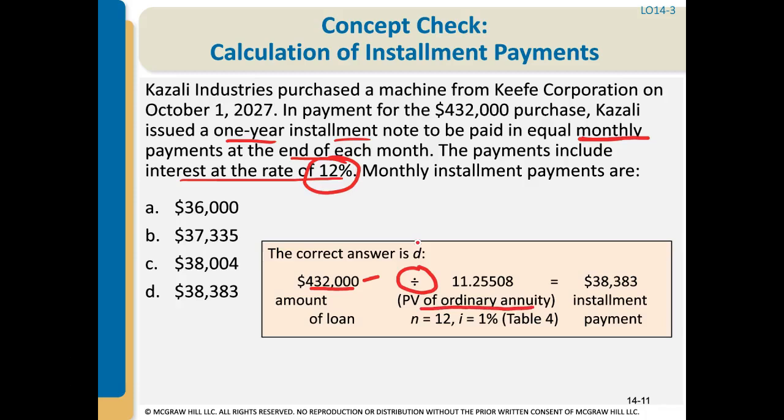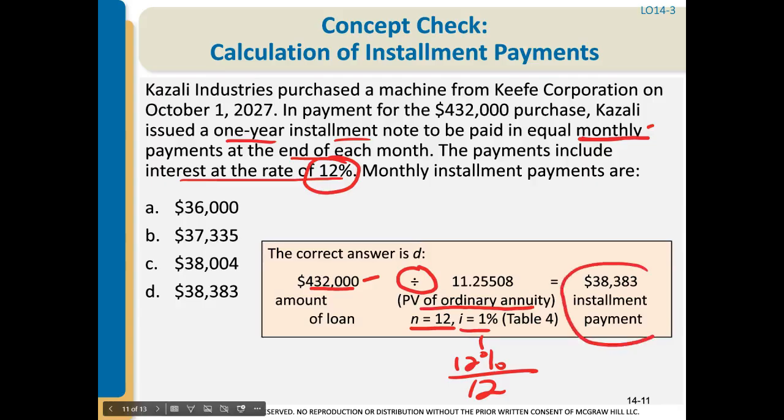We're going to look at that table, and we're going to have n equals 12 because we have monthly payments for 1 year, so we have 12 payments, and the i equals 1% because this is the annual rate, so we need to divide by our number of payments, which is 12, and that gives us a monthly installment payment of $38,383.